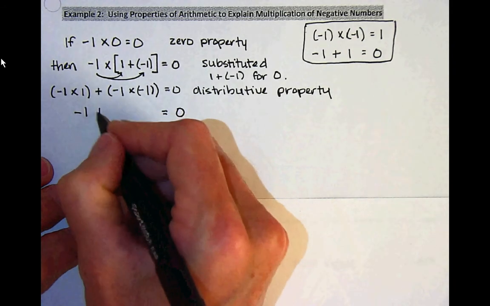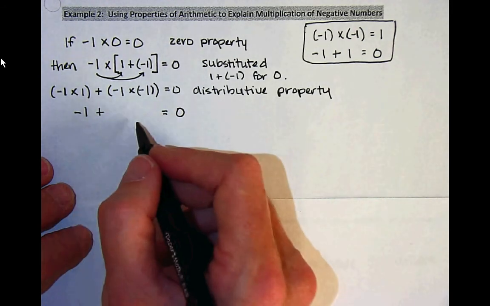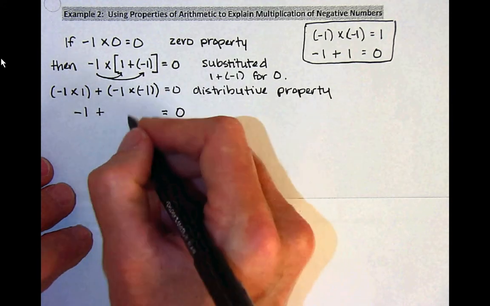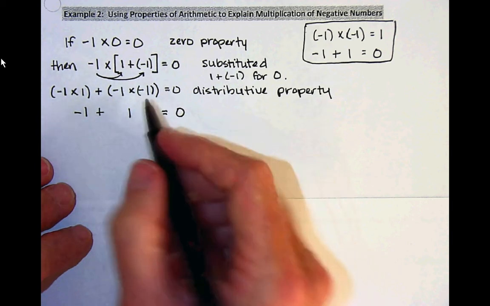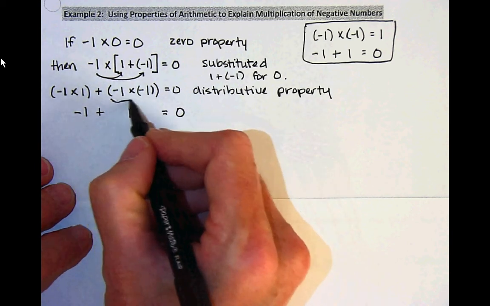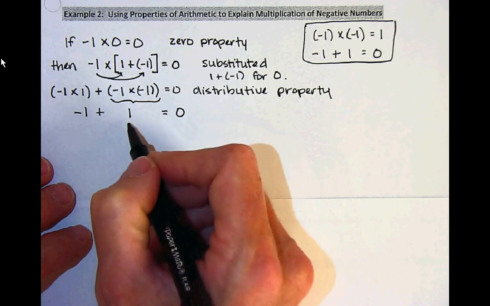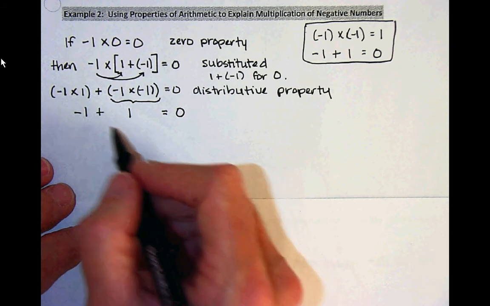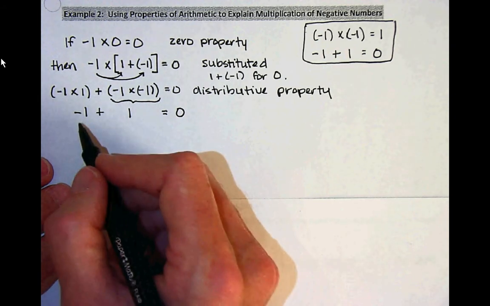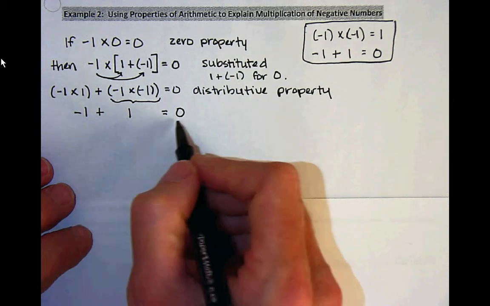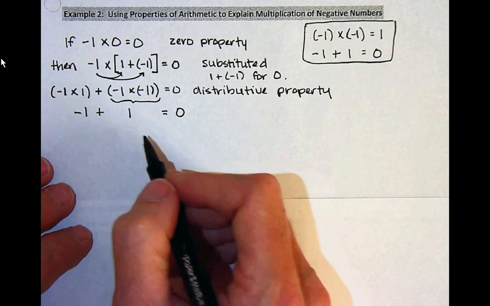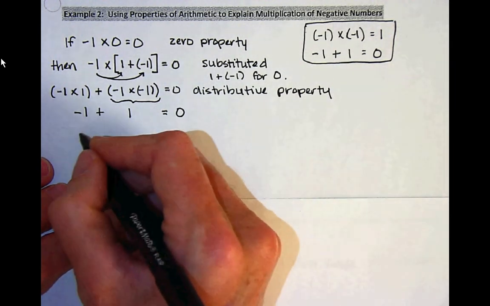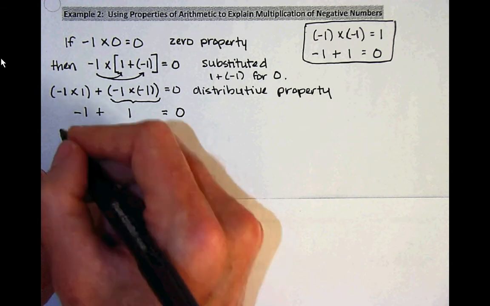And I'm adding. So what can I add to negative 1 that is going to equal 0? Well, the answer has to be a positive 1. If that's the case, then this right here has to equal positive 1, because in order to show the additive inverse, I have to have negative 1 plus a positive 1 to equal 0. So if that's the case, then that means negative 1. All right, let's finish this up.